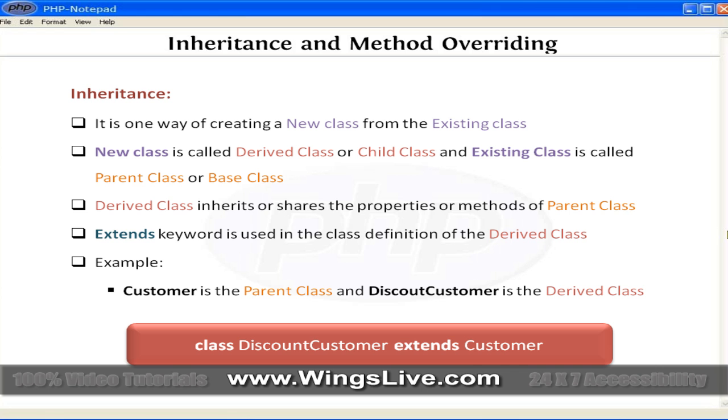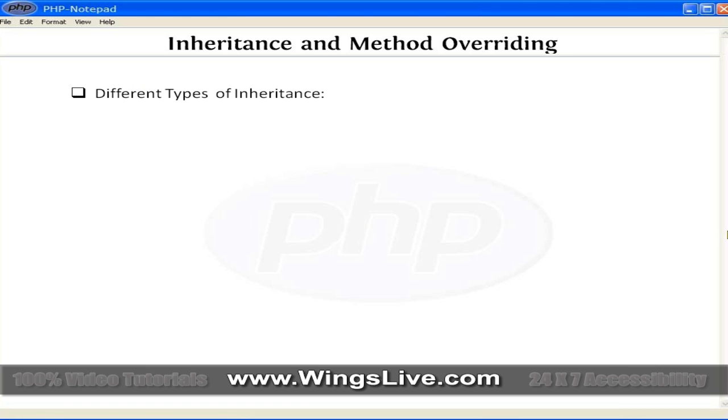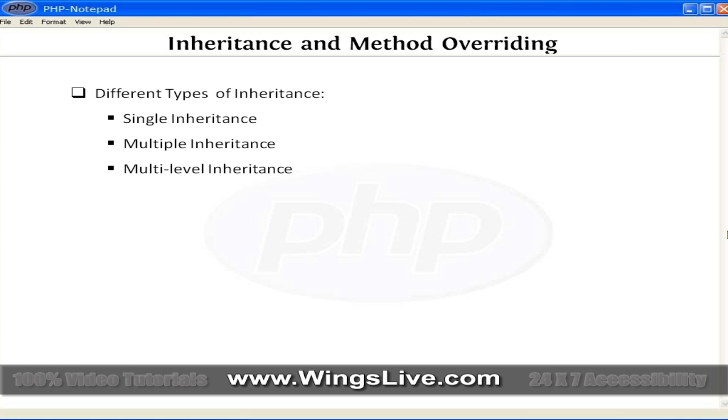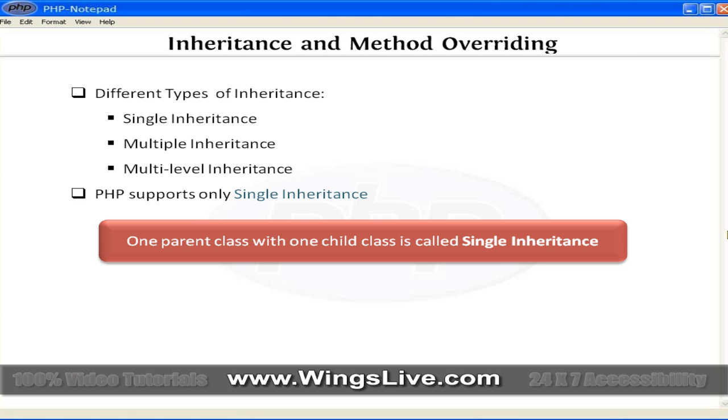Good. In inheritance itself, we have different types like single inheritance, multiple inheritance, multi-level inheritance, and so on. If you're not new to programming, you will have come to know about these things, but PHP supports only single inheritance. So let's see what is single inheritance. One parent class with one child class is called single inheritance. Let's discuss this with an example.